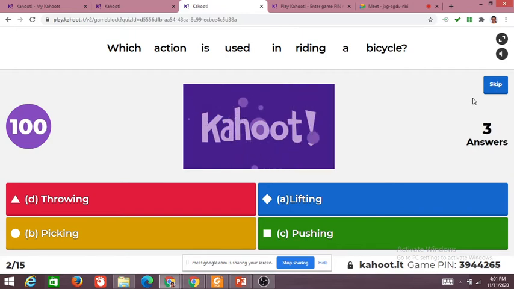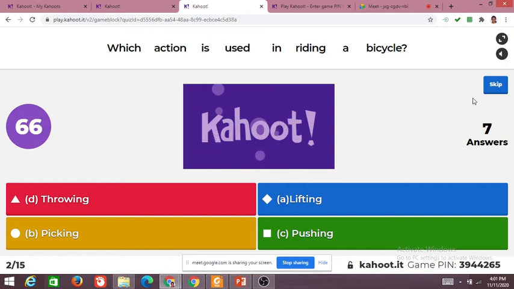Which action is used in riding a bicycle? First one, throwing. Red is throwing. Blue is lifting. Yellow is picking. And green is pushing. You can answer. You have time. If you answer once, you won't be able to change it. So think and then answer.